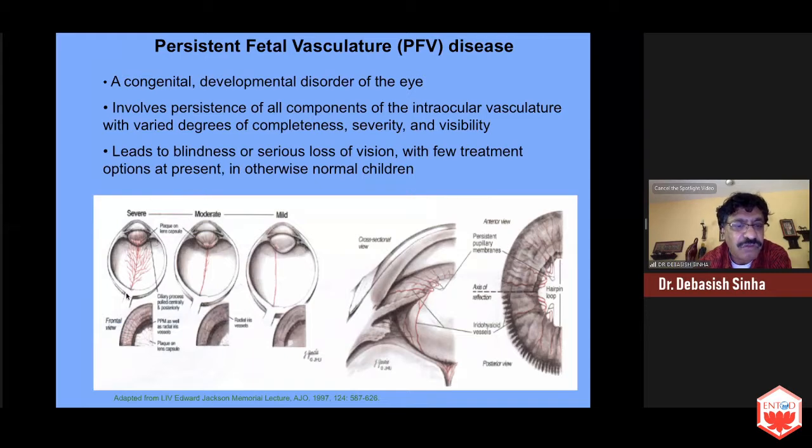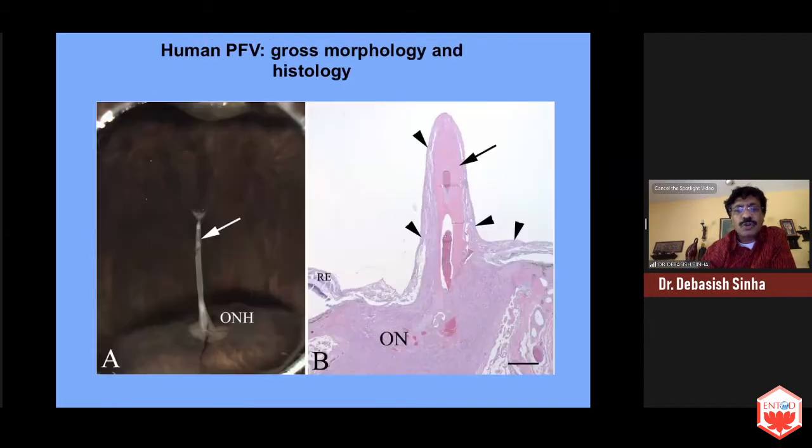So there is a severe form, which I showed you previously in the cartoon, where the entire fetal vasculature does not regress. Then there is a moderate form where you can see the hyaloid artery and some of the tunica vasculosa lentis. And there is a mild form where it is mostly the hyaloid artery. In our case, the Nuke rat is the severe form, and the mouse models for some reason show a moderate to mild form.